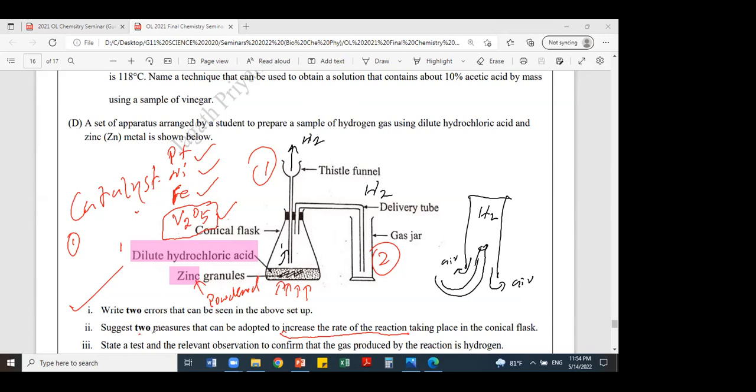Number 3, a test with the relevant observation to confirm that the gas produced is hydrogen. You can identify the gas if you introduce a lighted splint into the tube containing hydrogen gas. What happens? It burns with a pop sound. Hydrogen gas burns with a pop sound. That is the answer for the last one. That is the test, and you have to write the observation also.